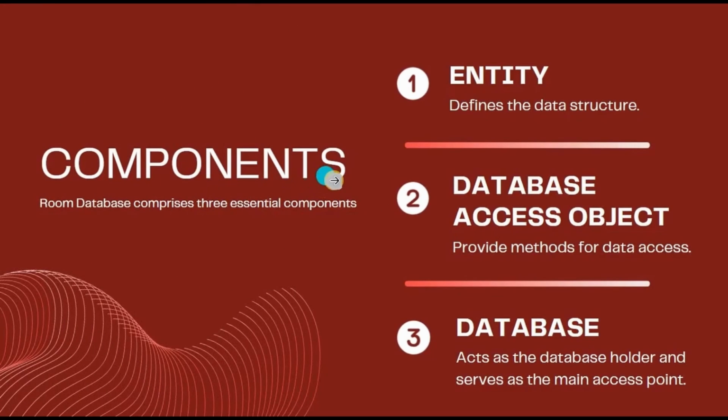Then next comes the important part, that is basically the three components of Room. First is entity, second is DAO, that is database access object, third is database. These three components are responsible for making the application clean and structured. Each one of them is very important, so let's understand them one by one with the help of examples.